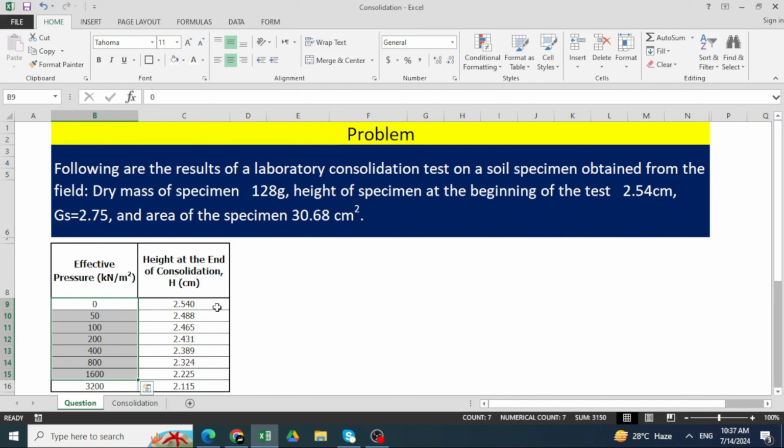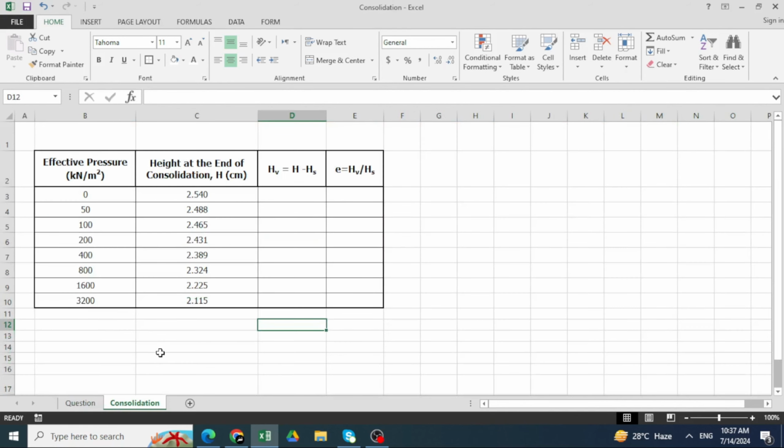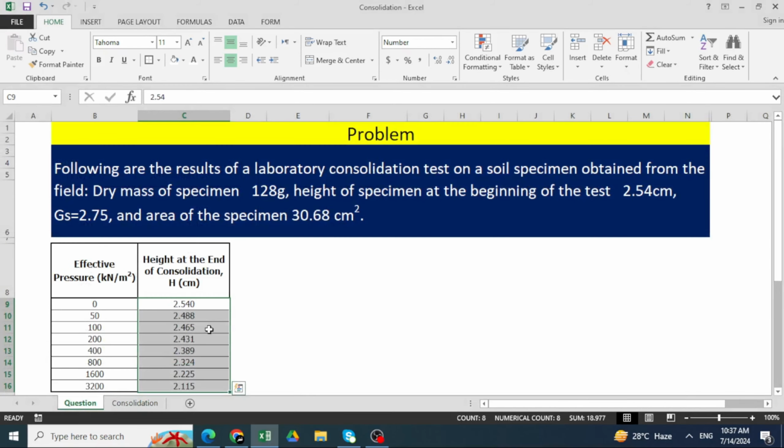Here we have a table. In the table are the pressures as well as the height at each pressure. So using this data we will be able to draw a void ratio and pressure curve, a kind of a graph. So here we have the data.